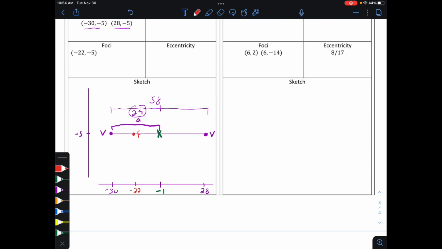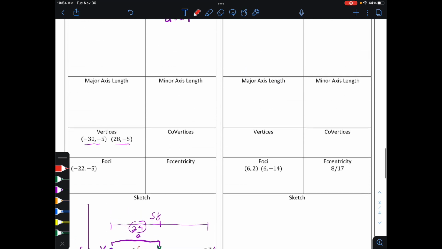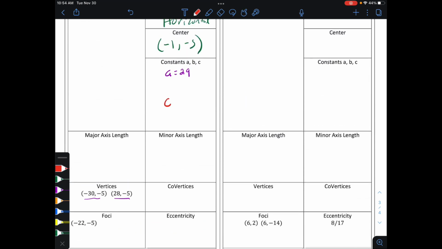The distance from the center to the focus is C. Well, we know that the center is at -1, the focus at -22, so the gap in between there is 21 units. So C is 21. All right, so we're getting somewhere.